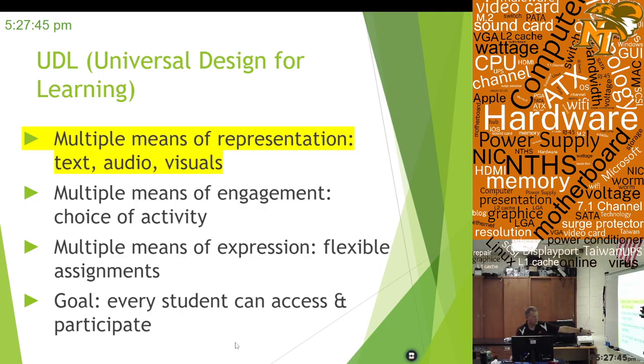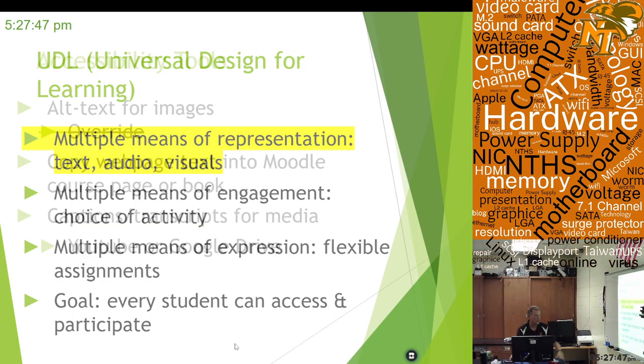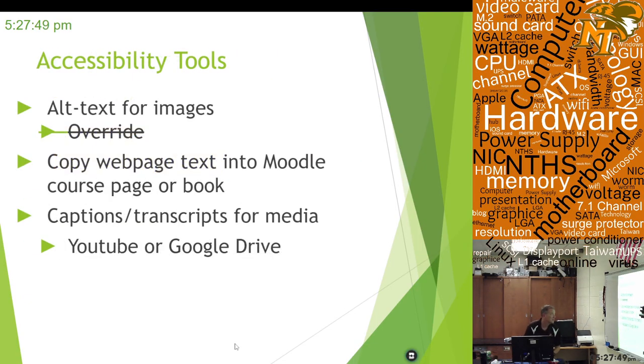Obviously our goal is to make sure every student can access the information that we have and can participate in the class. Don't override that text for old images. I've already said most of this. Copy web pages into Moodle so that it's easier to read. Screen readers work. We don't have all the distractions of all the advertisements, but you saw that one was a really bad one. However, AI ended up rewriting it just as good without all the links and stuff.